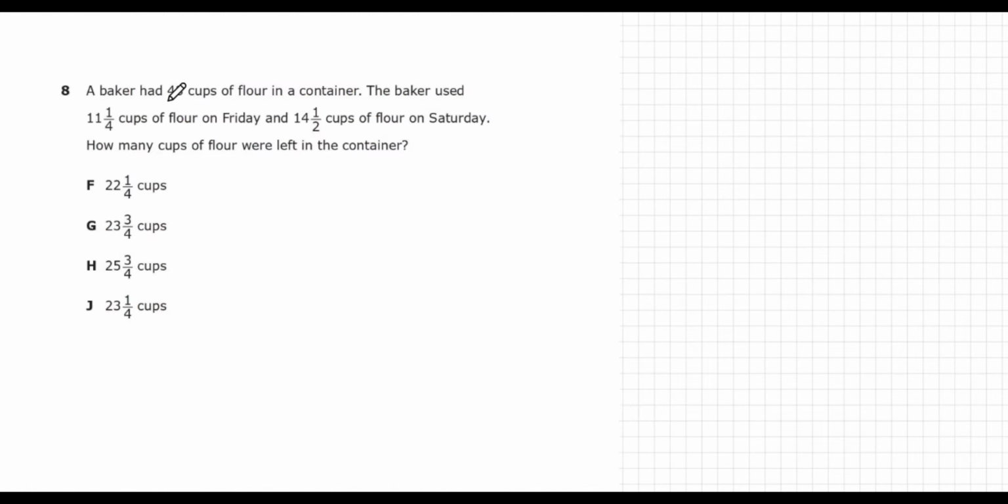Question number 8. A baker had 48 cups of flour in a container. The baker used 11 and 1 over 4 cups of flour on Friday and 14 and 1 over 2 cups of flour on Saturday. How many cups of flour were left in the container? Let's find out how many cups of flour the baker used on both days. 11 and 1 over 4 plus 14 and 1 over 2.